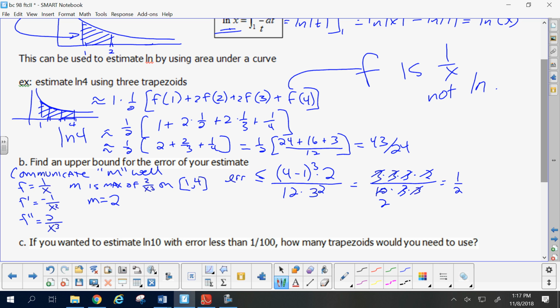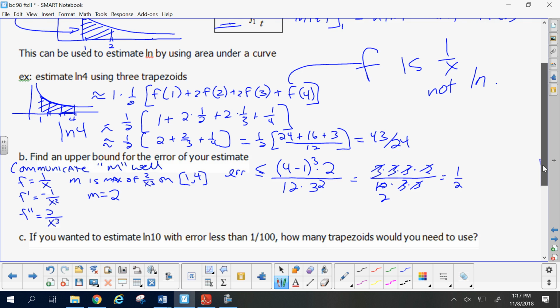Does that mean the error is a half? No, it means the error is less than a half. Okay? Less than a half. In fact, the error is more like 7 hundredths or something. Or I can't remember what. Maybe that was my Simpson problem.